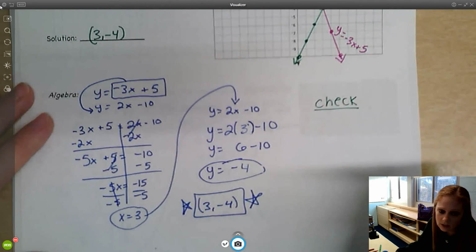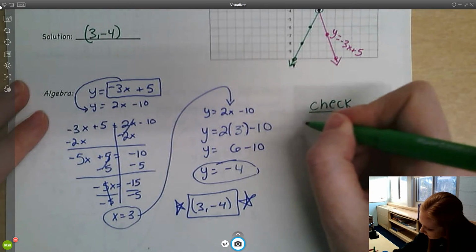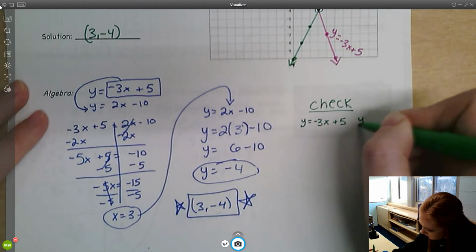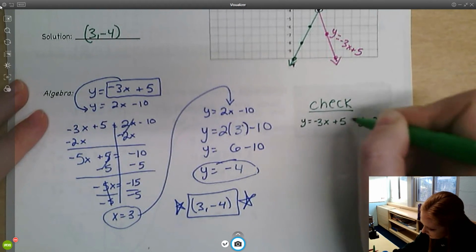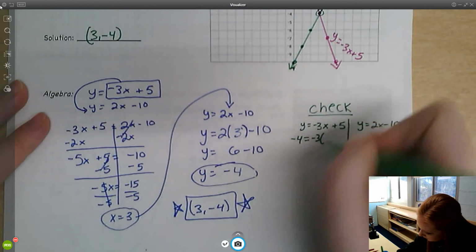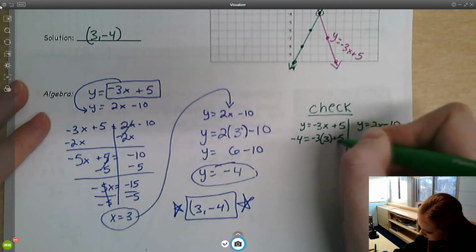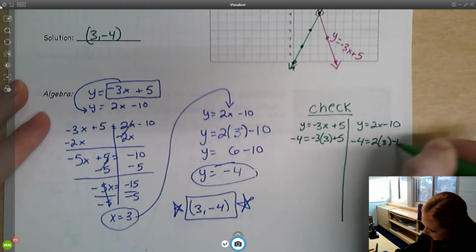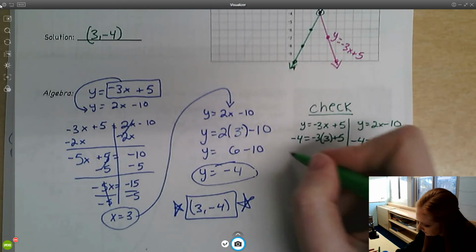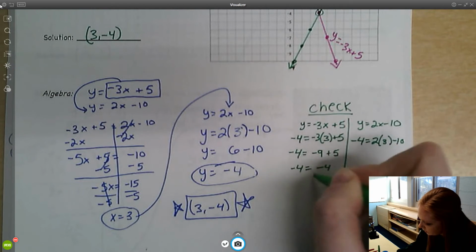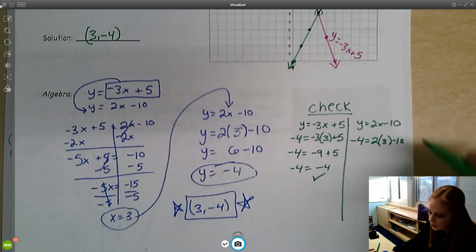So for the check, you could take this point, 3, -4, and plug it into both equations. So we have y equals -3x plus 5, and then we have y equals 2x minus 10. So let's plug in -4 for y and 3 for x, and see if it balances. -3 times 3 is -9, and -9 plus 5 is going to be -4. So that point fits on that equation.